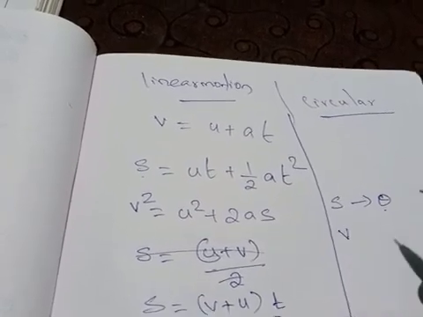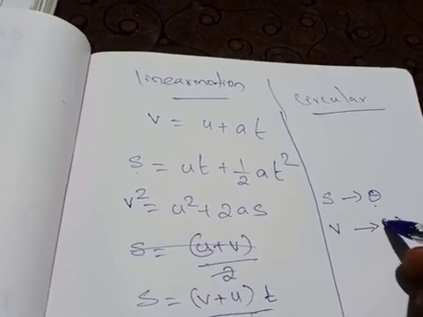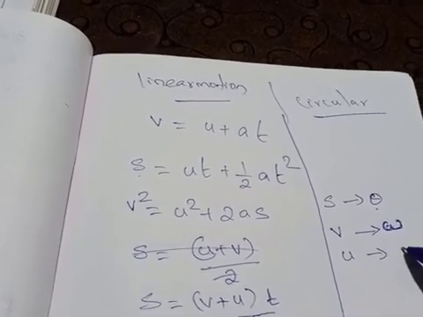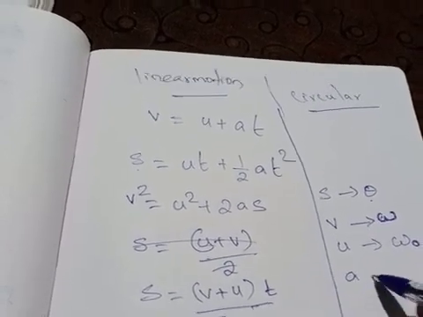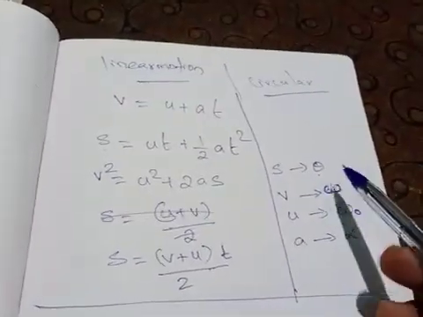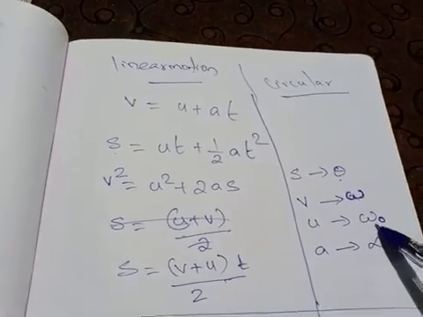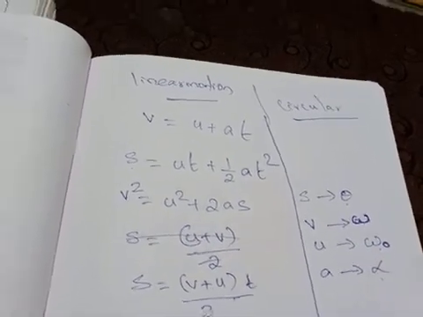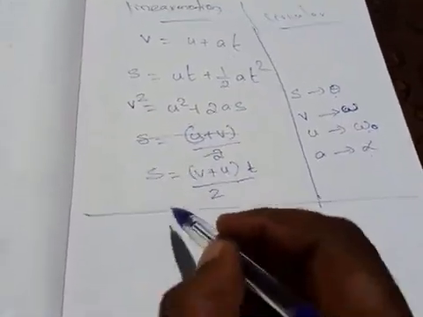Instead of V, the final velocity, you use omega, which is angular velocity. Instead of U, you use omega 0. And for acceleration, you use the alpha symbol. These are angular displacement, angular velocity, this is also angular velocity, and this is angular acceleration. These are the symbols we are using. Now by using these symbols, we write the kinematic equations for circular motion.